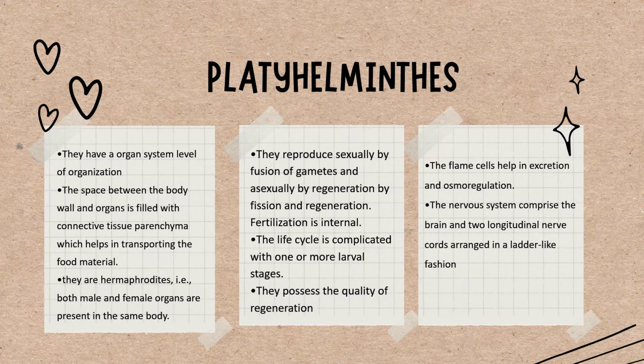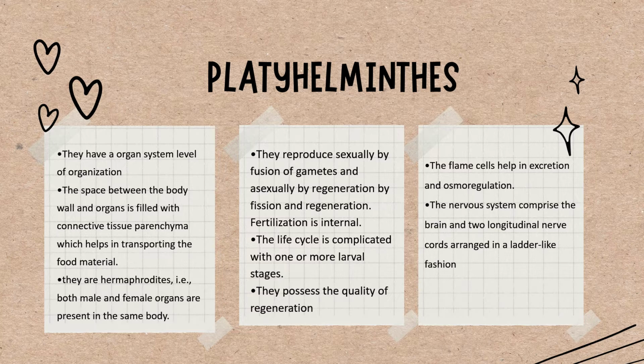The space between the body wall and organs is filled with connective tissue, parenchyma, which helps in transporting the food material. They are hermaphrodites. Both male and female organs are present in the same body. They reproduce sexually by fusion of gametes and asexually by fission and regeneration. Fertilization is internal. The life cycle is complicated with one or more larval stages.